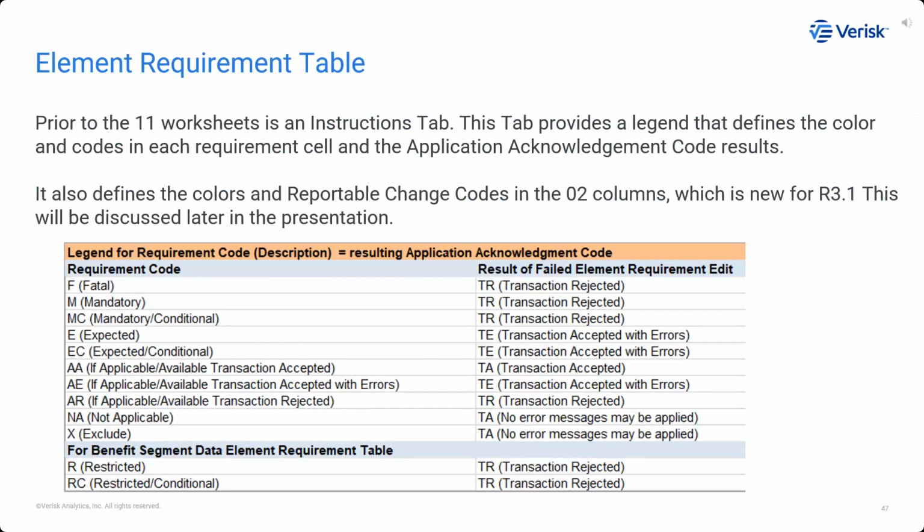There is one worksheet that was not mentioned in the prior slide for the element requirement table, and this is the very first worksheet. This worksheet is called the Instructions tab. This tab provides a legend that defines the color and codes in each requirement cell and the application acknowledgement code results. This is a sample of one of the tables in the Instructions tab. It also defines the colors and reportable change codes in the O2 columns, which is new for Release 3.1. This will be discussed in more detail later in this presentation.